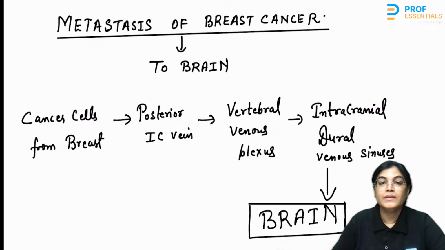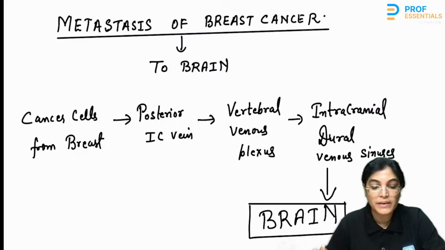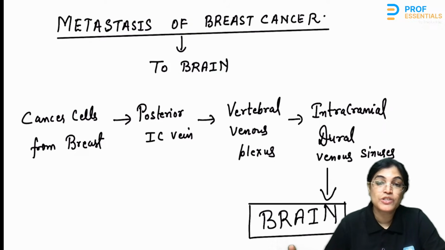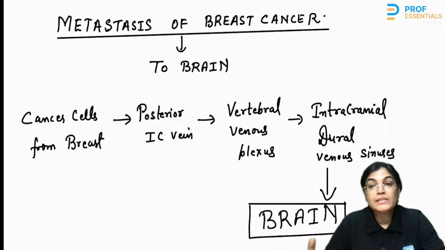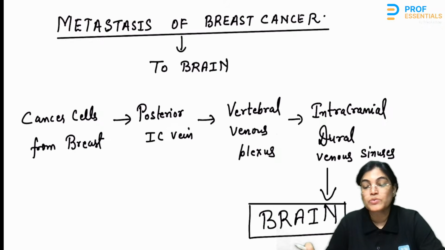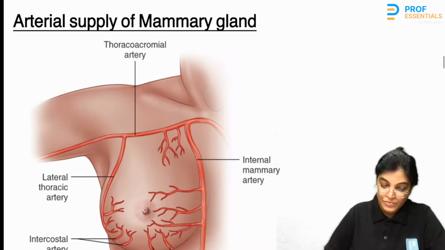Is it okay? You have to know this spread. Now, this communication of the posterior intercostal vein, azygous vein, and internal vertebral venous plexus is an important route of communication and spread of malignancy to the brain, the vertebrae, the ribs and the skull. This is a very noteworthy point which you have to note down, and then I will also draw a diagram showing the venous drainage of the mammary gland.